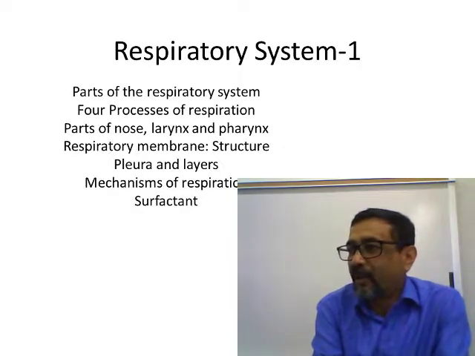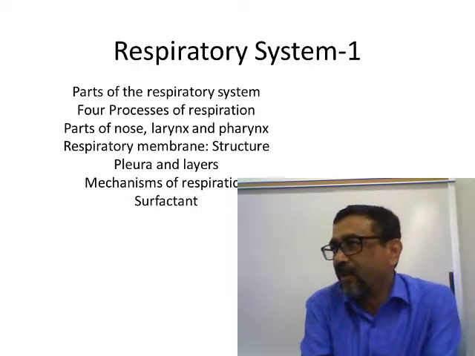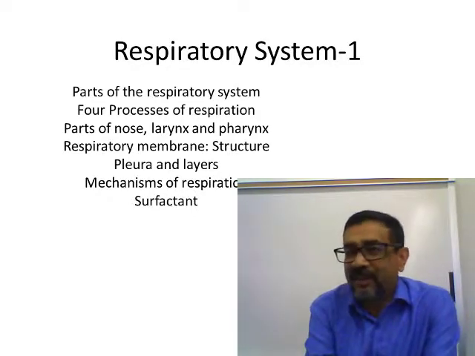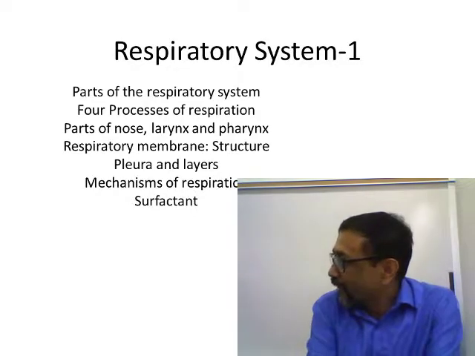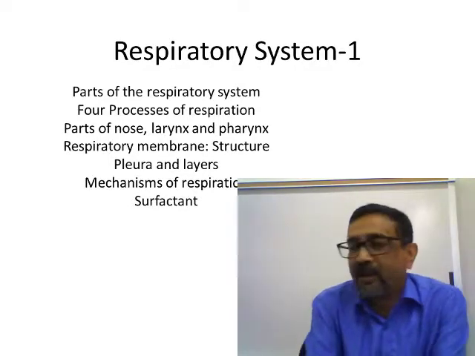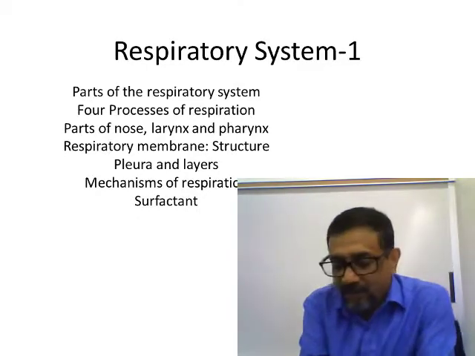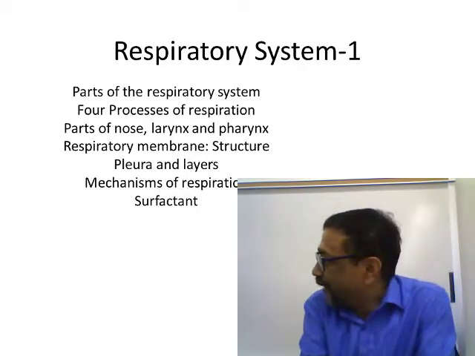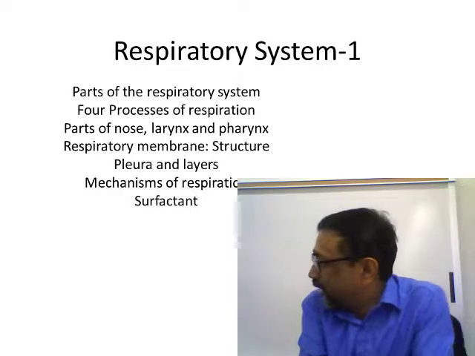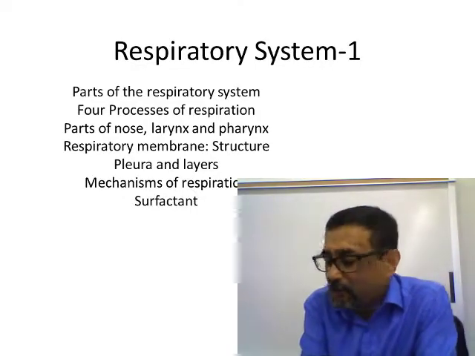First, we'll talk about the nose. You know that the uppermost organ of this system is the nose. So we'll talk about the structure or anatomy of the nose. Then we'll talk about the pharynx, larynx, trachea, and then we'll talk about the lung.